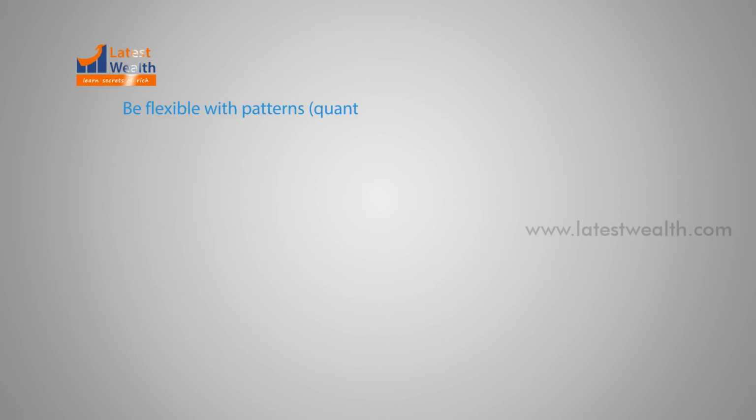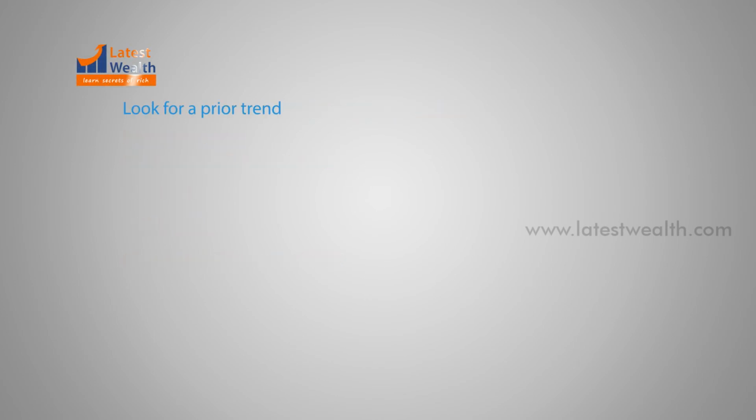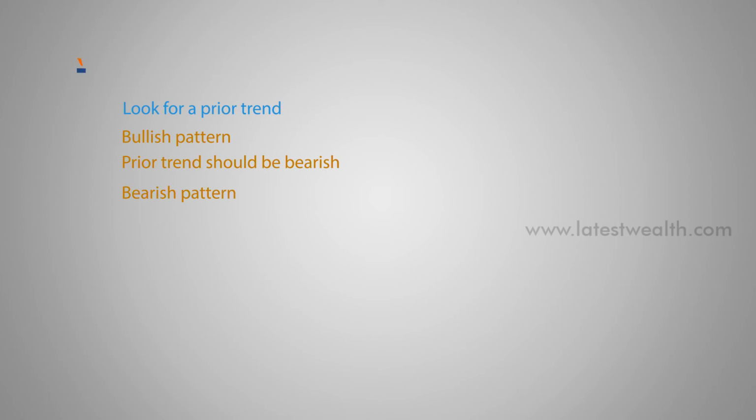Next, be flexible with the patterns. Quantify and verify. While the textbook definition of a pattern could state certain criteria, there could be minor variations to the pattern owing to market conditions. So one needs to be a bit flexible. However, one needs to be flexible within limits, and hence it is required to always quantify the flexibility. Next, look for the prior trend. If you are looking at a bullish pattern, the prior trend should be bearish. And likewise, if you are looking for a bearish pattern, the prior trend should be bullish.